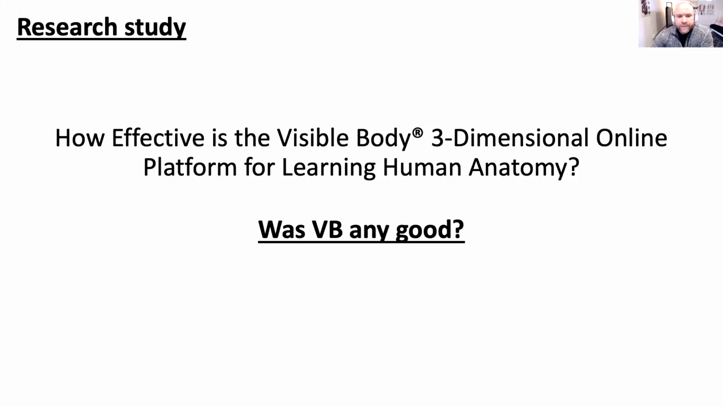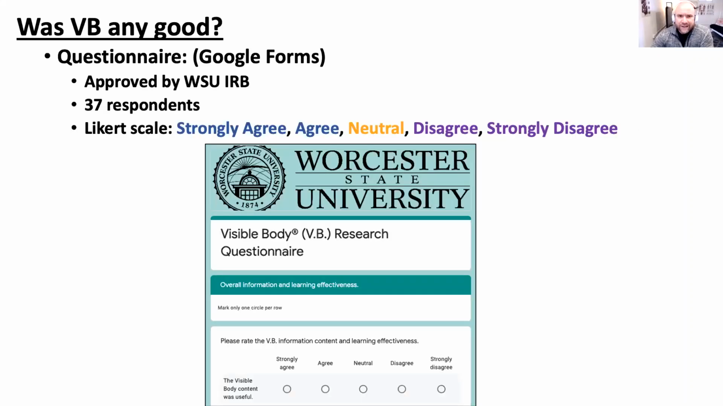Was it effective in their learning of human anatomy? So I designed a questionnaire through Google Forms that looks like this, and I'm sure we're all very familiar by now with Google Forms. For the past year, they've been going around a lot. It was approved by our institutional review board on campus. We had 37 respondents to the survey, and it was primarily based on this agreement Likert scale.